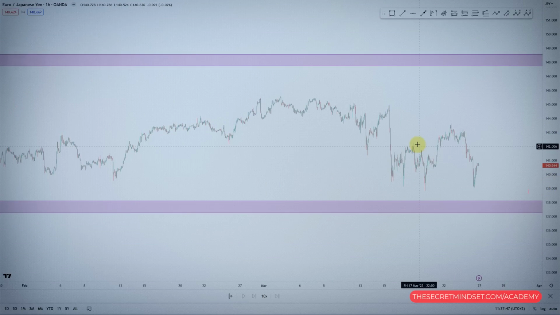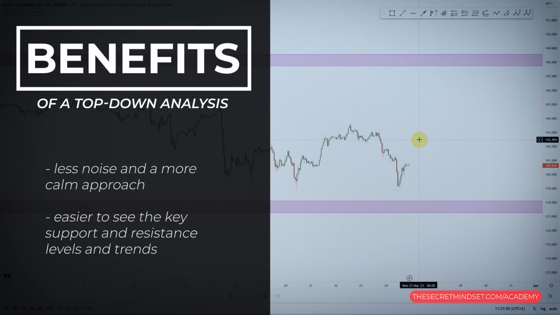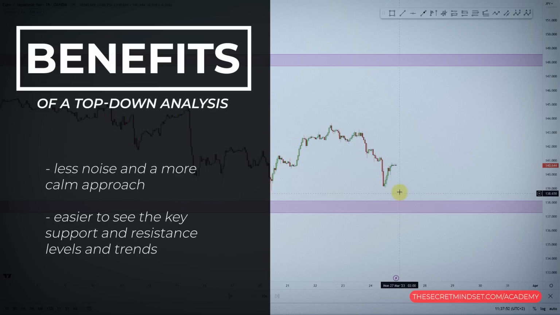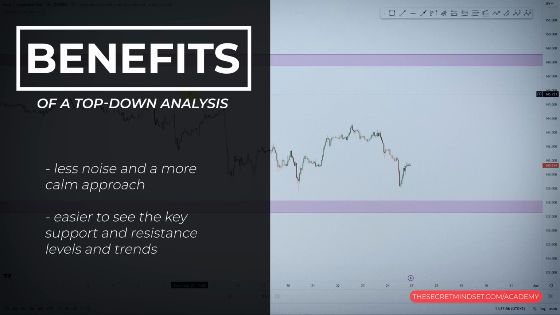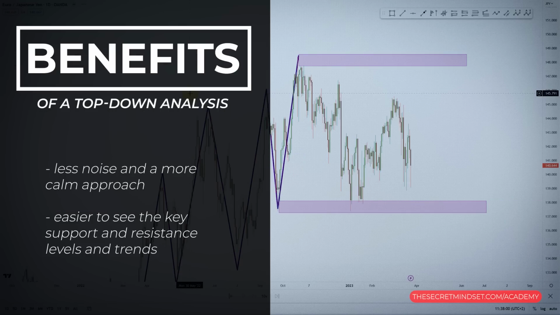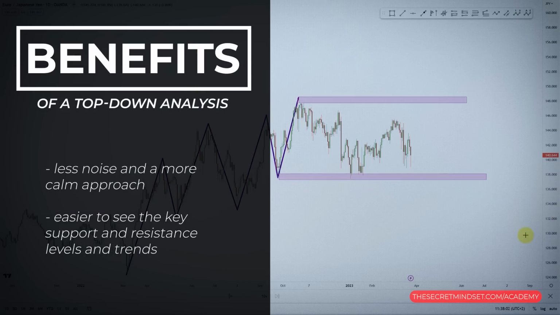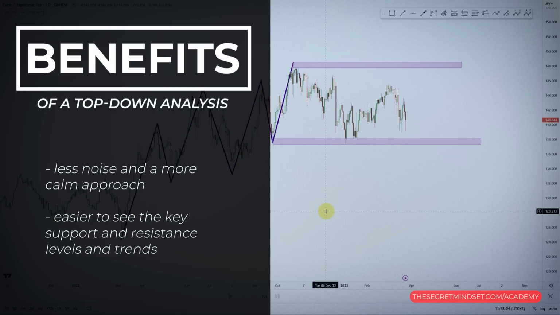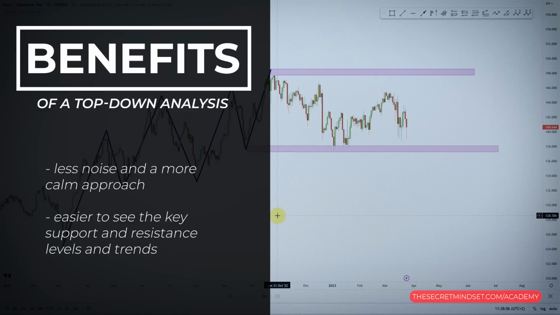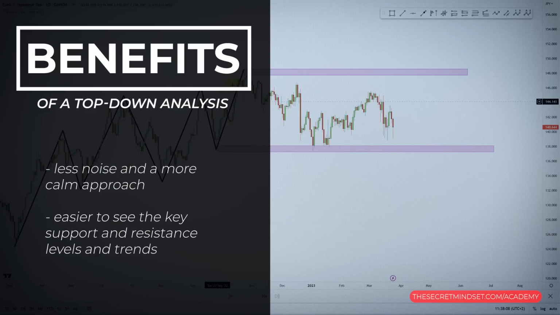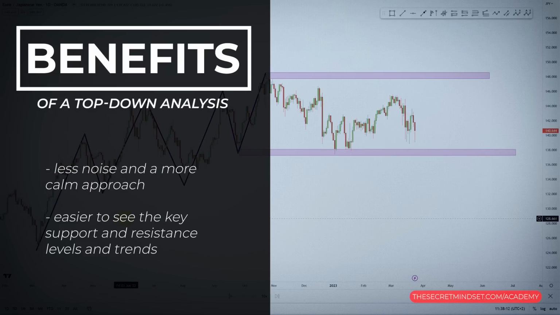There are many benefits of a top-down analysis. By always considering the big picture first, there is less noise and a more calm approach than with lower timeframes. It's easier to see the key support and resistance levels, and easier to see the major trends. And always remember that the levels you find on higher timeframes are usually far more important. Therefore, it is key to take this into account when setting up your trades.